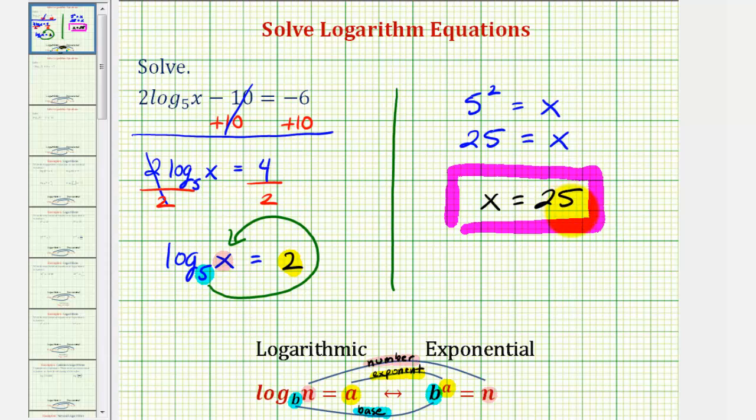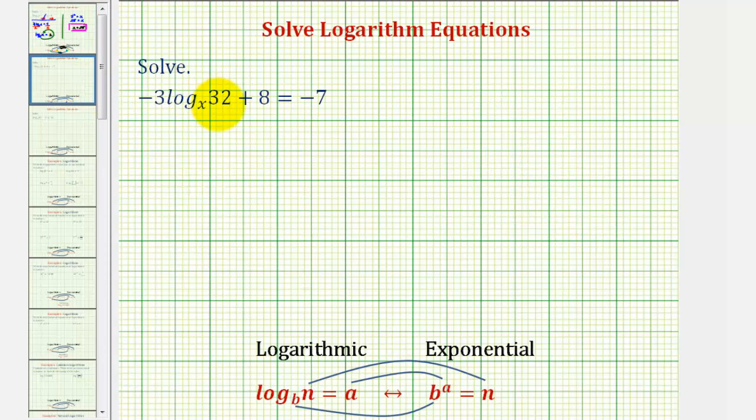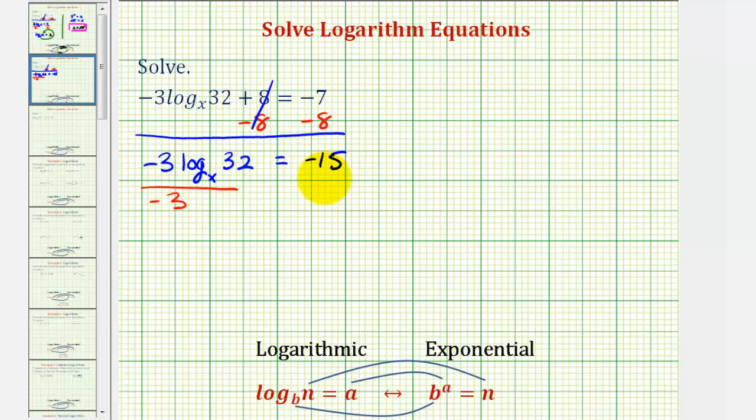Let's take a look at a second example. Again, our goal here is to isolate the logarithm, log base x of 32. So for the first step, we'll subtract 8 on both sides of the equation. This will give us negative 3 log base x of 32 equals negative 7 minus 8, which is negative 15. And now we'll divide both sides of the equation by negative 3. So we have log base x of 32 is equal to negative 15 divided by negative 3, which is positive 5.